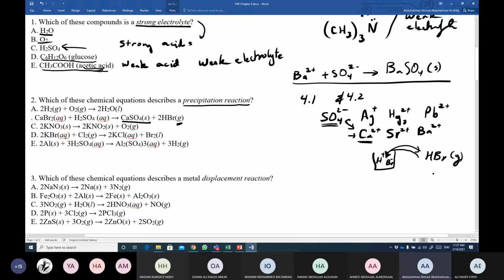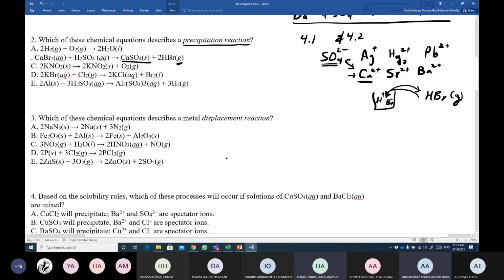Good. Question number 3. What's the meaning of displacement reaction?